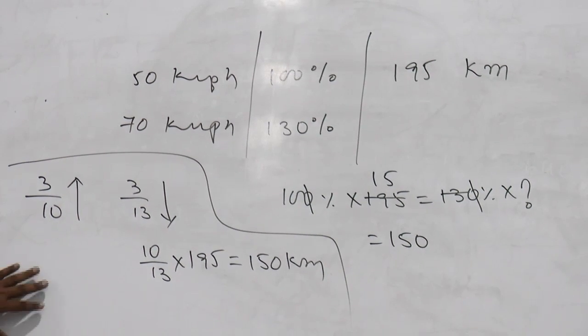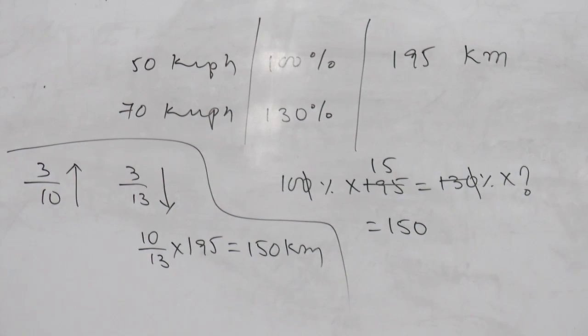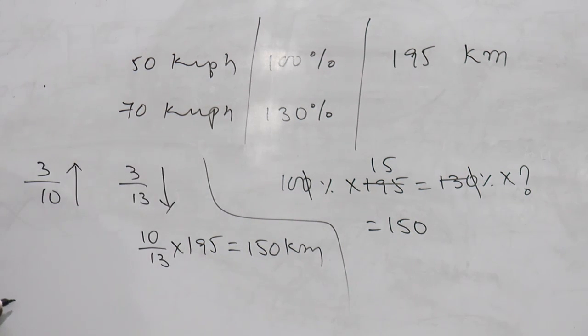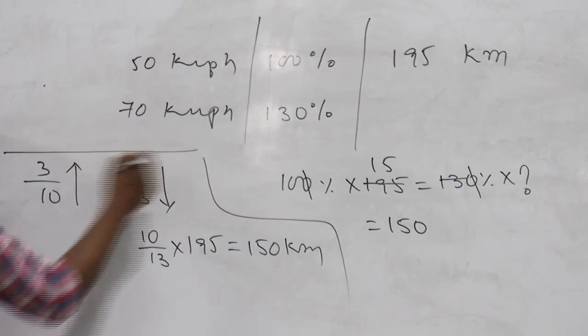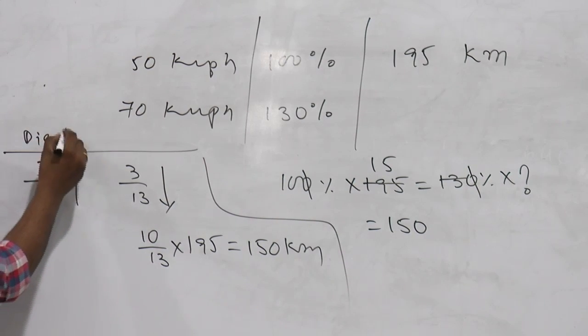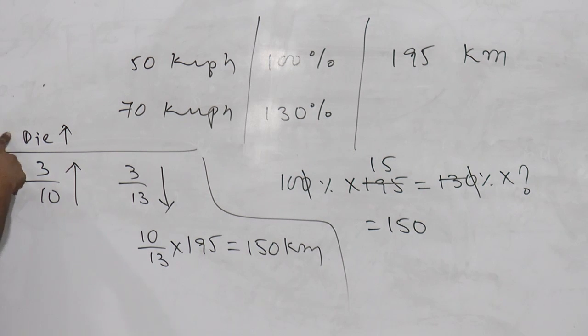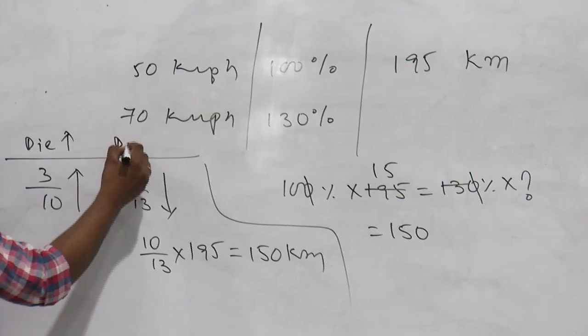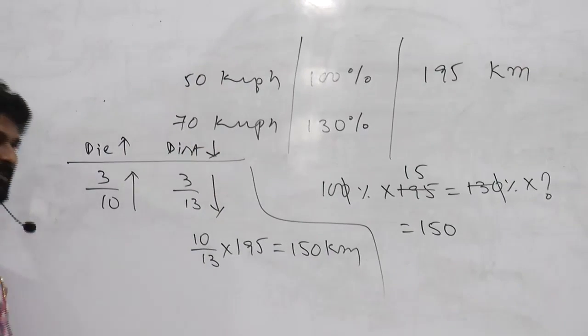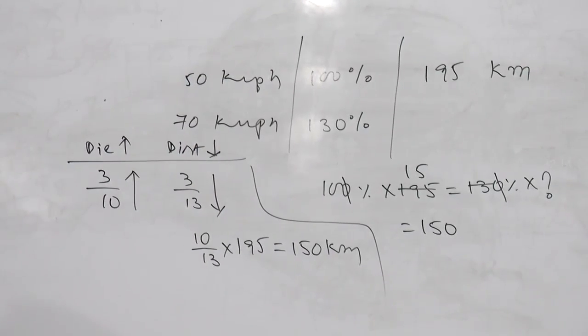Did you understand this? Inversely proportional rule. If you increase speed, the consumption rate of diesel increases by 30%, they said. 30% in the sense 3 by 10. Yes? If you use more diesel, the distance to be covered will reduce.